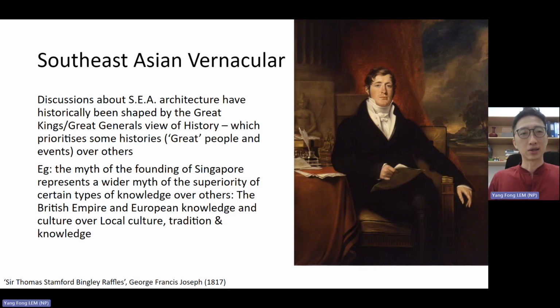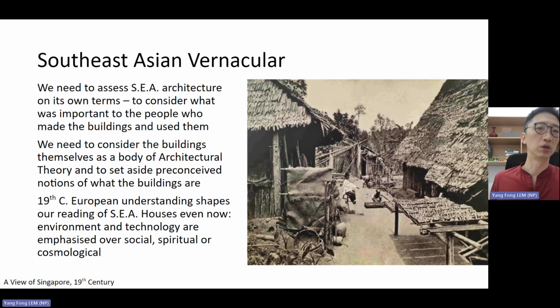So we need to assess Southeast Asian architecture on its own terms, to consider what was important to the people who made the buildings and used them. We also need to consider the buildings themselves as a body of architectural theory and to set aside preconceived notions of what the buildings are. 19th century European understanding shapes our reading of Southeast Asian houses even now, where the environment and technology are emphasized over social, spiritual, or cosmological considerations.